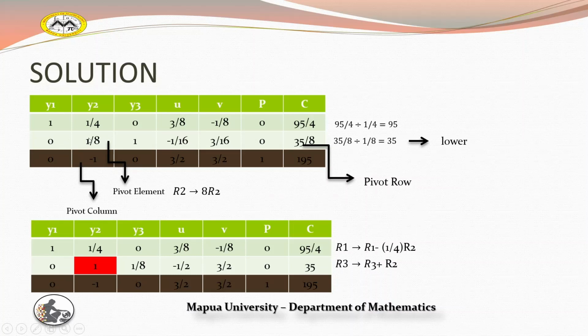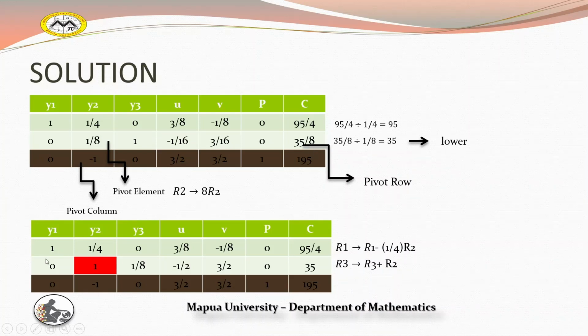For the pivot element, we have to express it as 1. In order to do that, we have to multiply by 8. We have to multiply all the elements in row 2 by 8. So what will happen? This is now 0 for y's of 1. Y's of 2 is now 1. Y's of 3 is 8. For u, negative 1/2. For v, this is now 3 over 2. For P, 0. And for the constant column, it is now equal to 35.